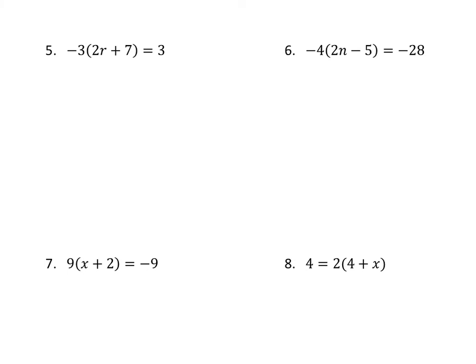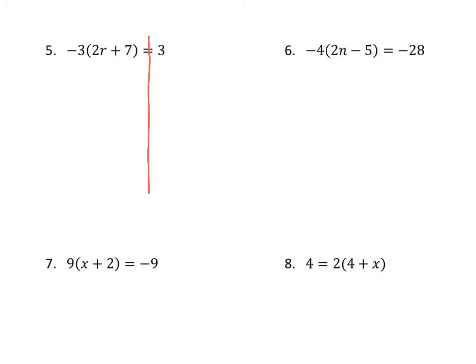But number 5, we have -3, parentheses 2r plus 7, close parentheses, equal to 3. And we want to solve this. I would follow about the same steps as I did last time, just repeating the steps until I get down to a solution.